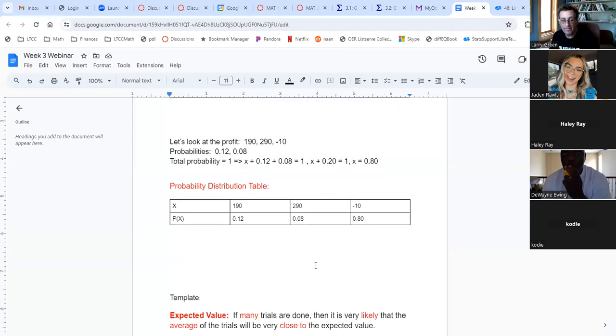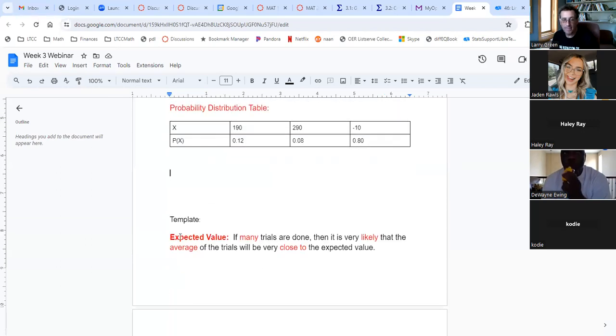And there's a template for the expected value. And you must use this template, by the way. I will take lots of points off if you don't use this template. And the template is, if many trials are done, then it is very likely that the average of the trials will be very close to the expected value.